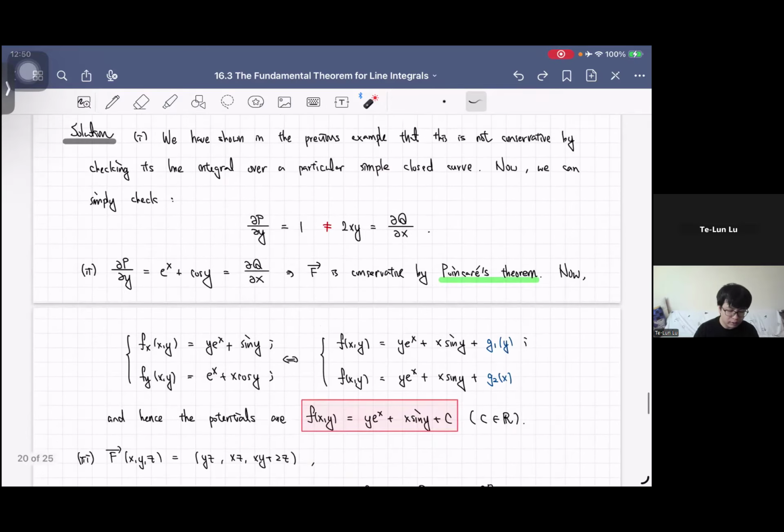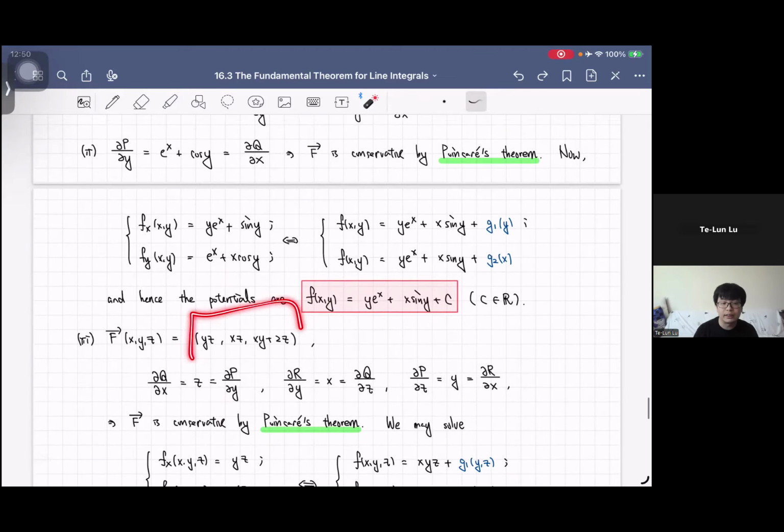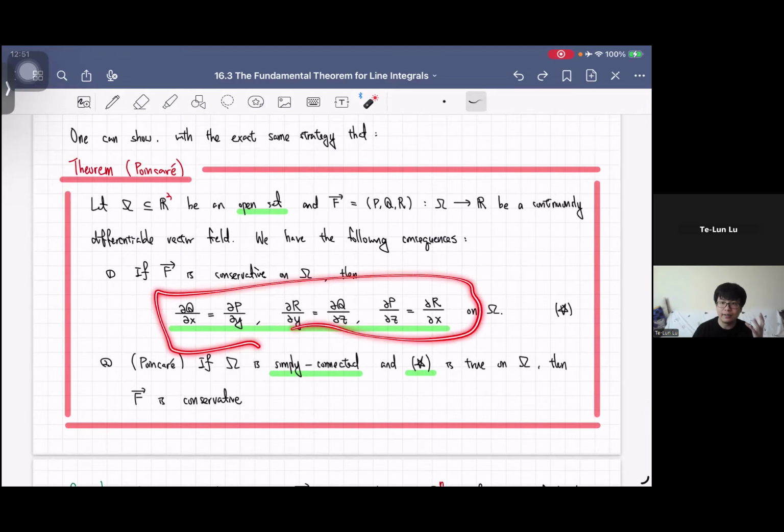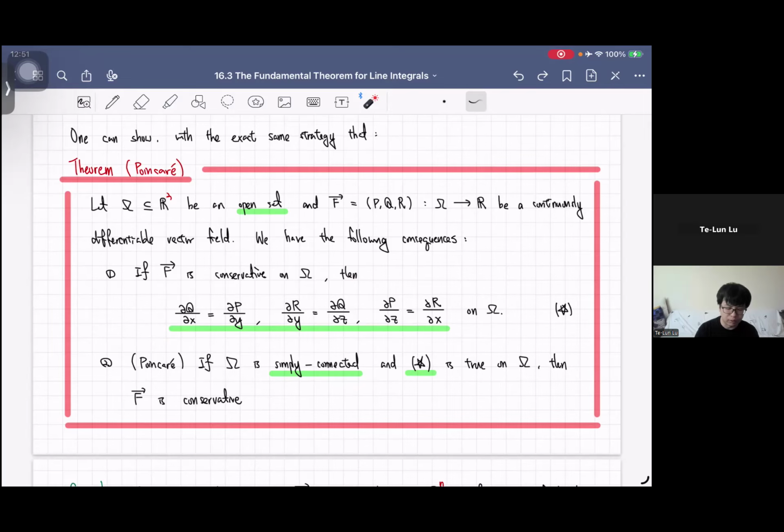Thirdly, we want to distinguish whether this vector field is conservative or not. It is given by yz, xz, and xy plus 2z. I want to emphasize that you don't really have to memorize this, because if you have the idea of Clairaut's theorem, then it is basically saying that the double differentiation should be commutable. So this is partial squared f, partial x, partial y, and those two should be the same. The same thing works for these two.